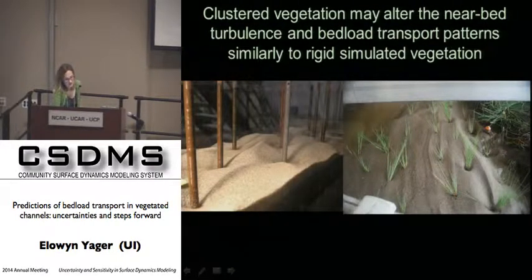So it's possible, at least in these two experiments, that we're altering the flow and sediment transport field in similar ways, even though here we have emergent rigid vegetation and here we have pronating vegetation that's composed of a number of stems that fluctuates between being emergent and submerged.